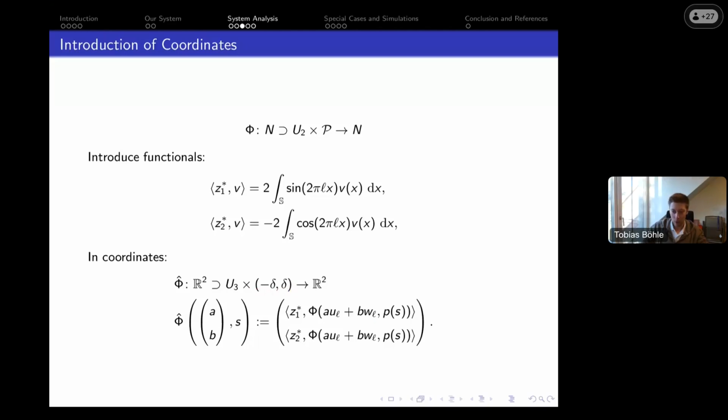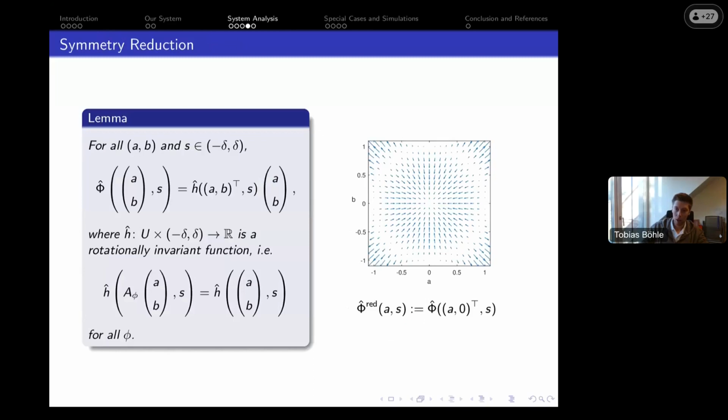Okay, so now we want to find zeros of this function phi hat. And first, we found a lemma that exploits the symmetry of the problem, and we reduced the symmetry to make the problem a bit simpler. So it turns out that this function phi hat takes a vector AB in R2, and then it outputs the same vector AB and only multiplies the length of this vector by some factor.